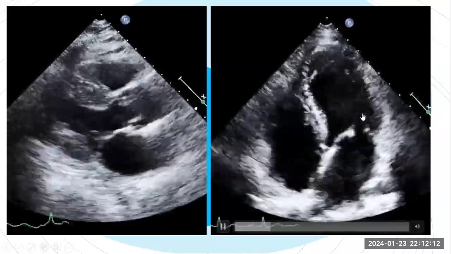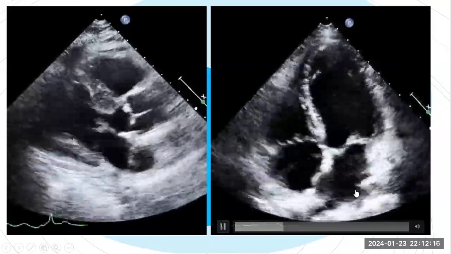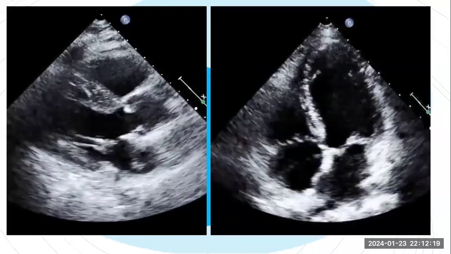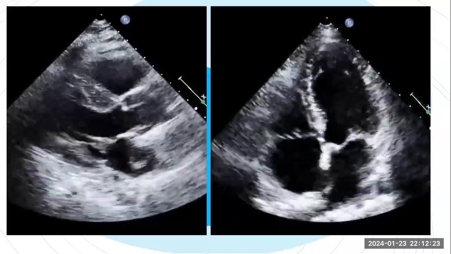Where is the mass? Interatrial. The common hemorrhage, aneurysmal interatrial septum. Yes.